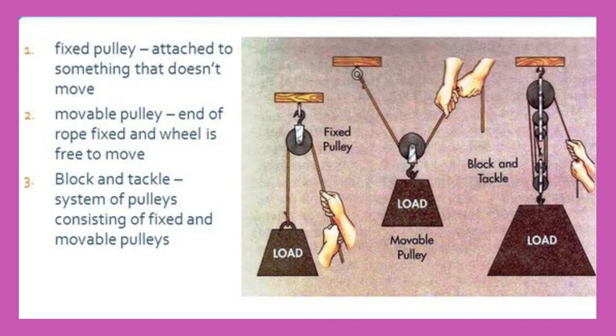Number 2, we have the movable pulley. The end of the rope is fixed, and the wheel is free to move. Number 3, we have the block and tackle. It is a system of pulleys consisting of fixed and movable pulleys.